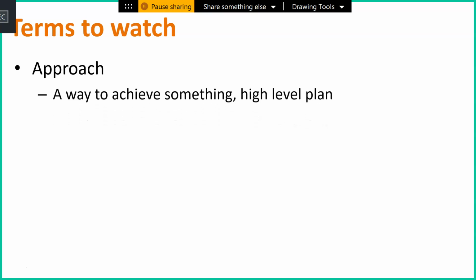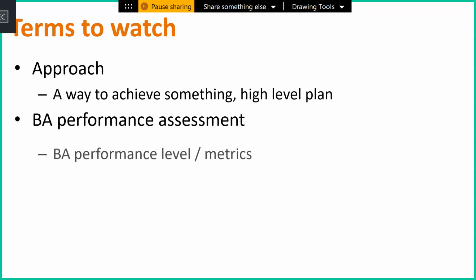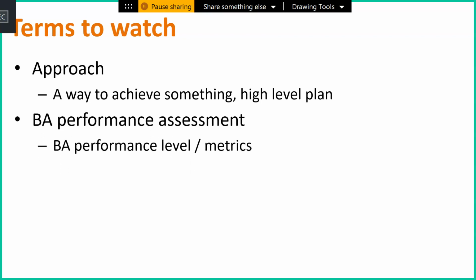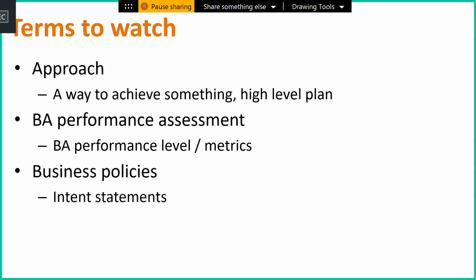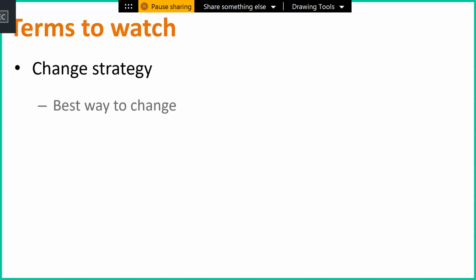Some of the things that I want you to think about, we're going to talk about approach. Now, what that means is, how am I going to address this? What is my approach to this situation? We're going to be talking about performance assessments. That is probably exactly what you have in your head about it. And then we're going to talk about policies. And these are statements of intent on how we are expected to behave. They are often translated directly into the rules by which we do business.